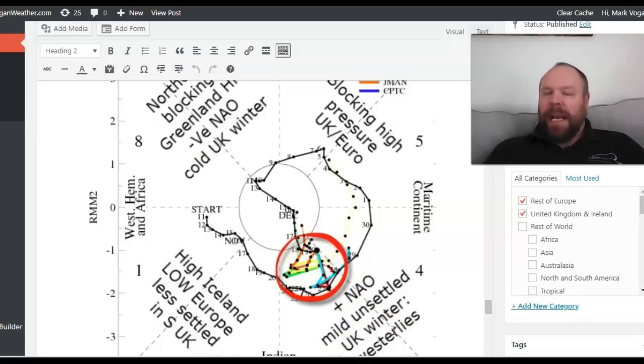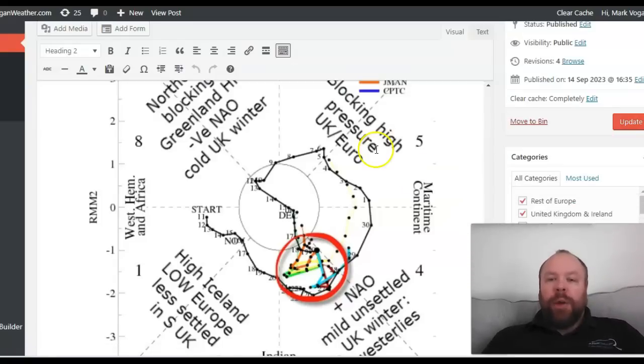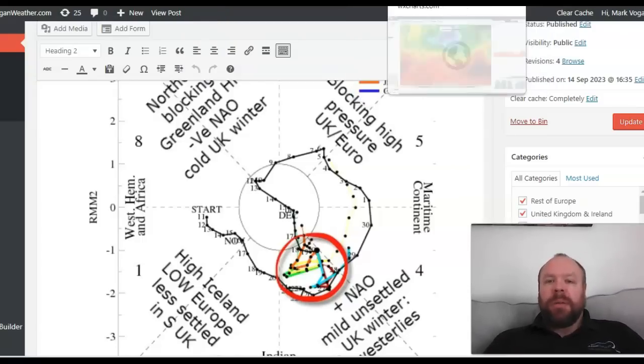So this graphic actually is more responsive to the winter type pattern for the UK and Europe here. But notice here it goes into phase 5, which is blocking high pressure over the UK and Europe here. And then once you get into phases 7, 8, and 1, that tends to relate to colder conditions, or more favourable cold conditions for the British Isles here.